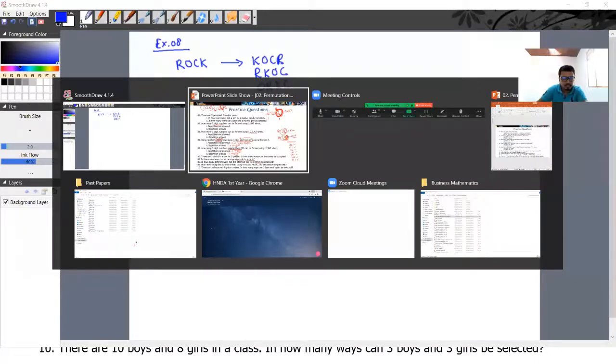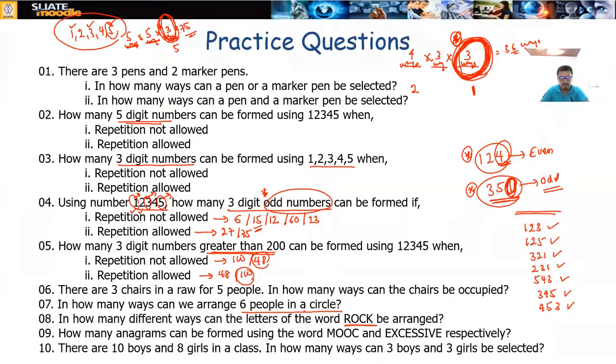Example 8 is asking what? Number 33, do you have any issue? Number 33 is not there. Yes, number 33. Right. Okay. And the one who has logged in using his iPhone, please rename your profile name.